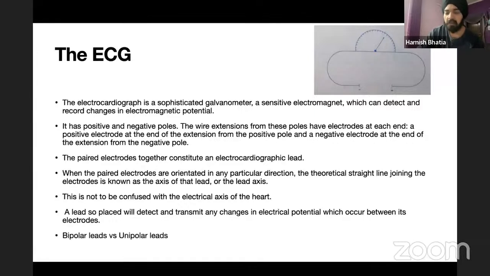Okay. Now, what are bipolar leads and what are unipolar leads that we need to understand? Any lead which has two electrodes, one of which is a negative electrode and one of which is a positive electrode, like shown in this figure, is a bipolar lead because it has two poles. There can be some leads which have just one electrode, which is the positive electrode, and the negative electrode is assumed.